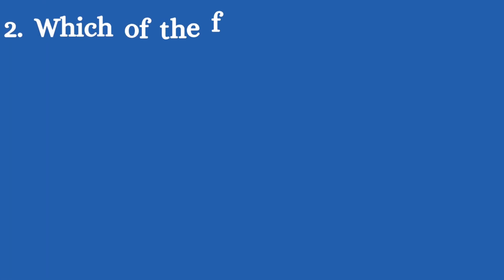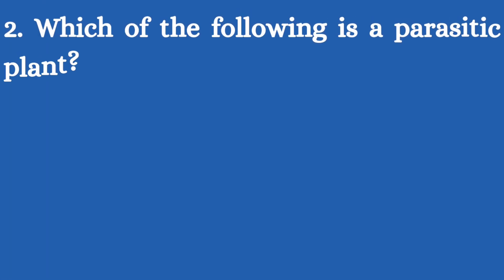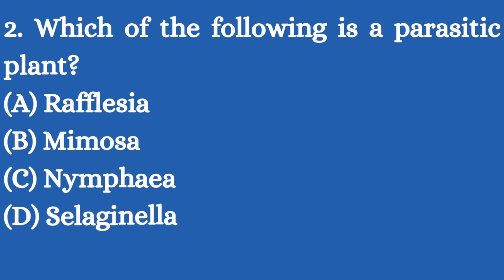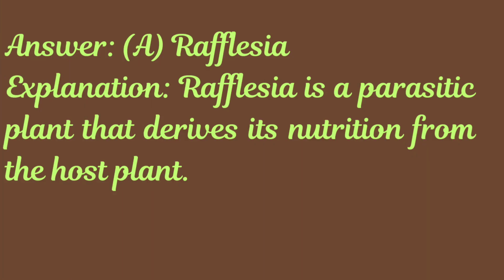2. Which of the following is a parasitic plant? A. Rafflesia. B. Mimosa. C. Nymphaea. D. Salmonella. Answer: A. Rafflesia. Explanation: Rafflesia is a parasitic plant that derives its nutrition from the host plant.